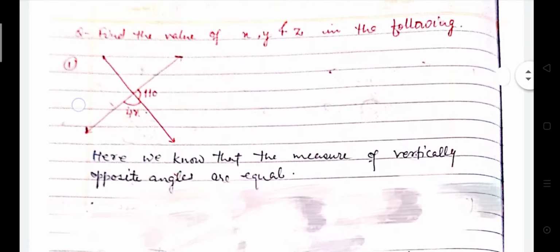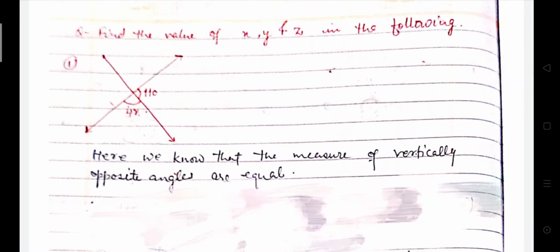So the first question is: find the value of the variables x, y and z in the following figure. The first figure is given here, and in this figure we can see that two lines intersect each other. At the point of intersection, a few angles are formed.